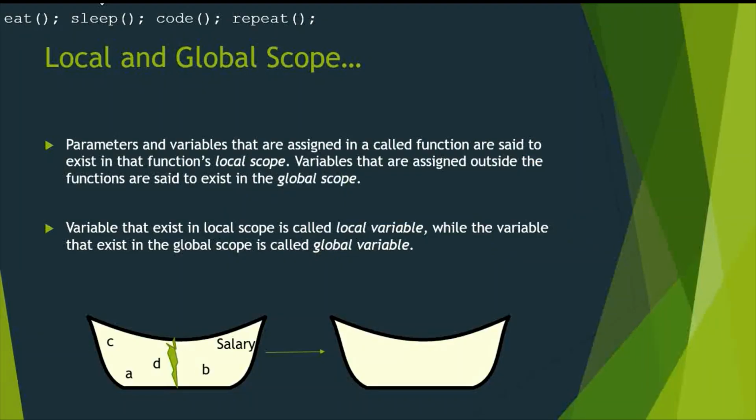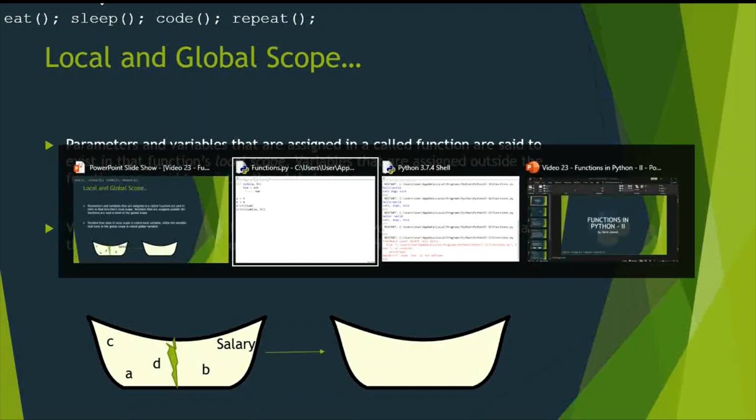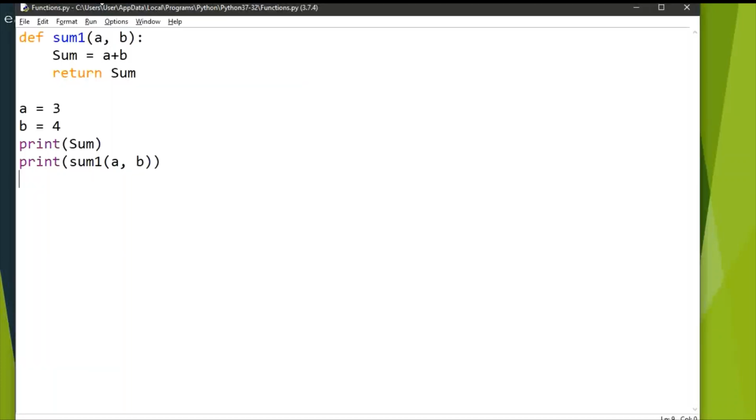What do you mean by local and global scope? Local variables are the variables which exist in the local scope, and a global variable exists in the global scope. Similarly, it applies not only to functions but also to for loops. When we talk about for loops, there also we have the same thing.